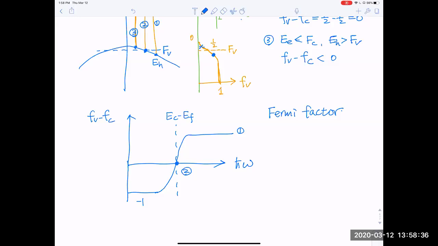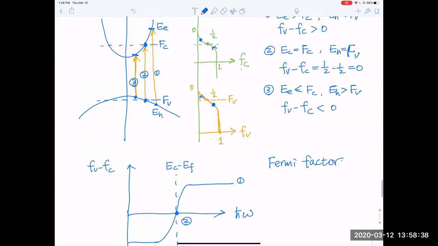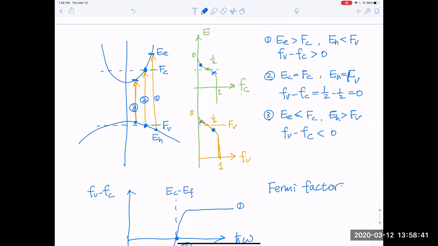EC and EE. Did I write... Okay, this should all be EE. Thank you for pointing out the discrepancy. This should all be electron energy. Okay, all right. Any more questions?